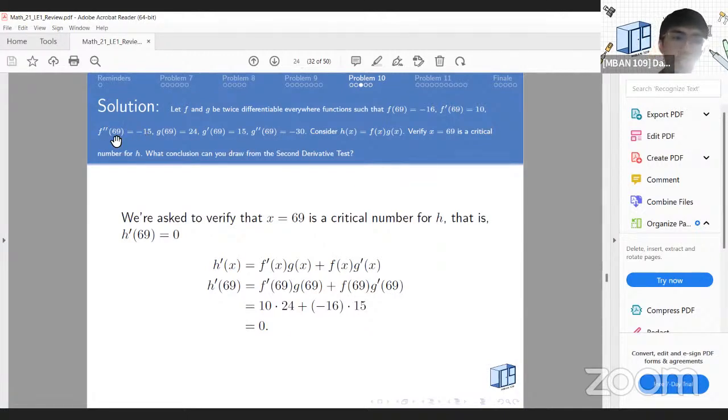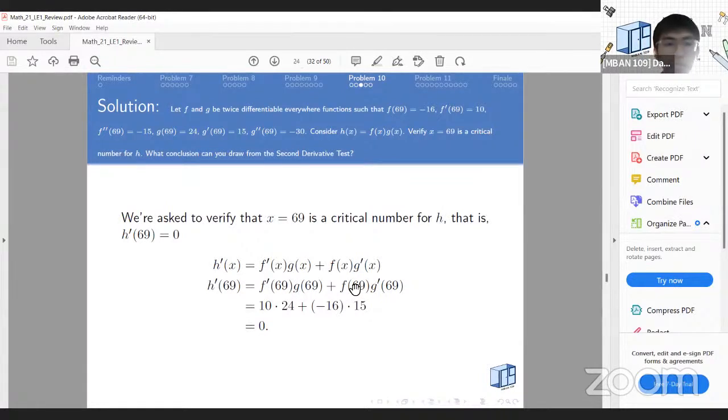Given dito yung mga values sa taas, may given na ang f prime of 69 natin ay 10, ang g of 69 natin ay 24, tapos ang f of 69 natin ay negative 16, at ang g prime of 69 natin ay 15. So 10 times 24 is 240, and negative 16 multiplied to 15 is negative 240. Add them together equals 0.